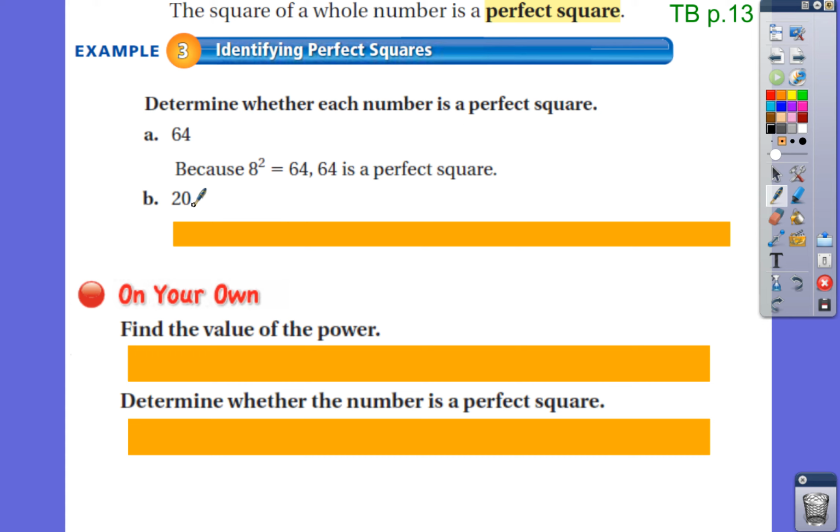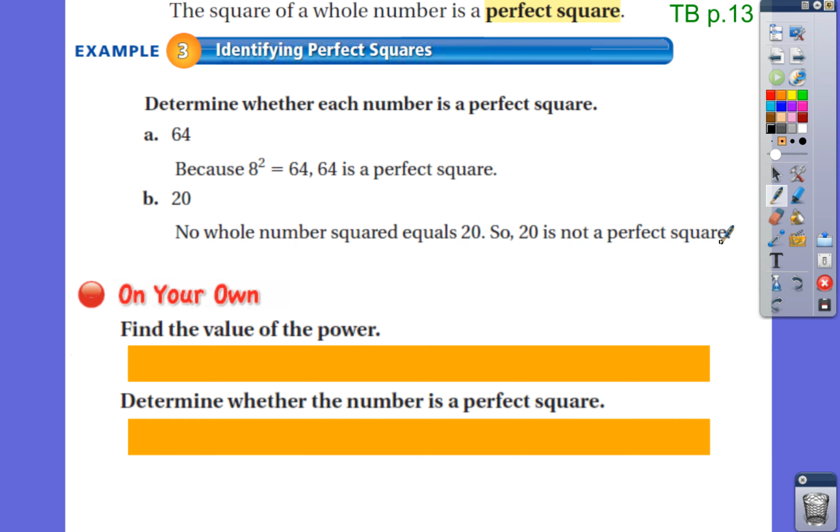Let's take a look at 20. There is no way for me to multiply something by something to get 20. No whole number squared equals 20, so 20 is not a perfect square. If I did 4 times 4, I would get 16, and 5 times 5 is 25. So there's no whole number that I can multiply by itself and get 20.